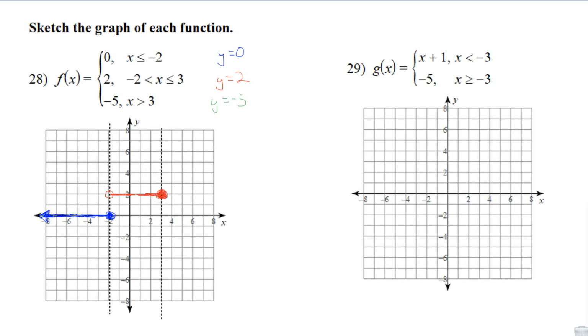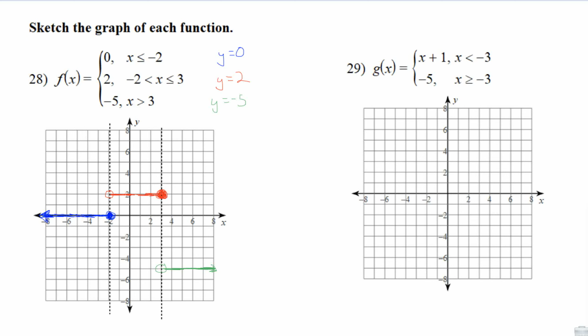And then we come to this last part, y equals -5. Y equals -5, still a horizontal line, and we want it when x is greater than 3. So -5 is down here. So we want to graph this line, and it's greater than 3, so it keeps going this direction. We put a circle here. We look up here, and we want to leave it open because it's not or equal to. So there's the graph of 28.